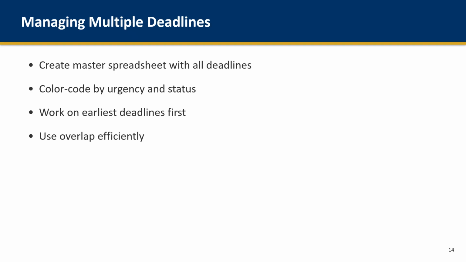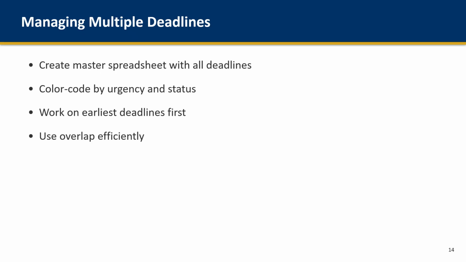Managing multiple deadlines requires systematic organization. Create a master spreadsheet tracking all programs, deadlines, components, and status. Include columns for program name, deadline, statement status, recommendation status, transcripts received, test scores sent, application form completed. Color code by urgency and status: red for urgent, yellow for approaching, green for complete. Visual indicators help you see at a glance what needs attention.